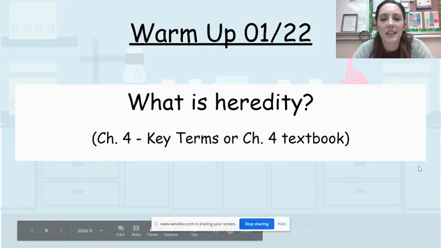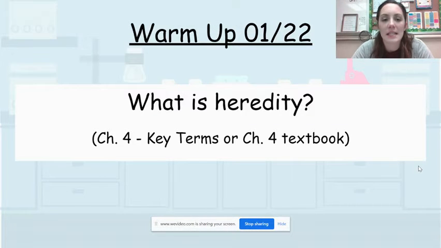Good morning. It is Friday, January 22nd. It is the start of a new marking period, and we are finishing up our week 20 warm up today.